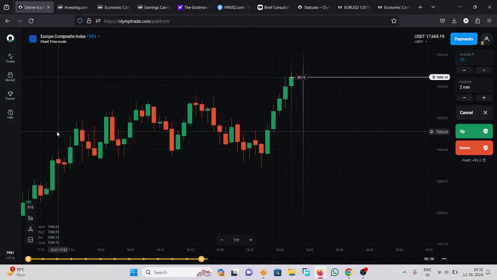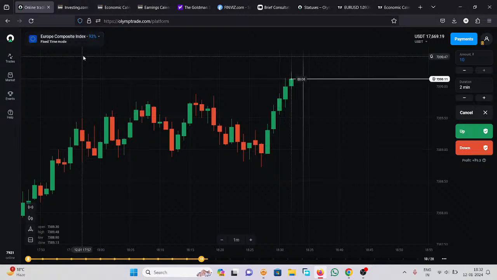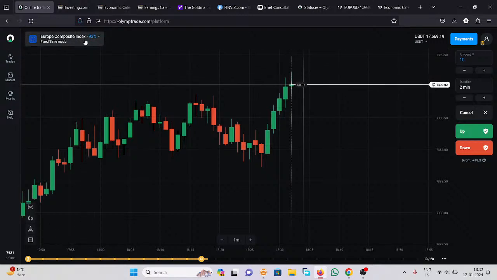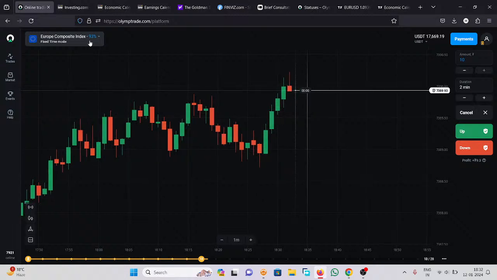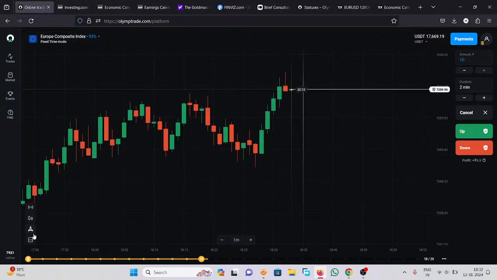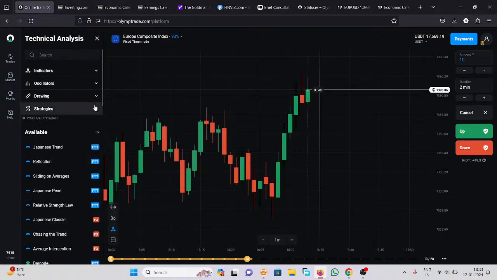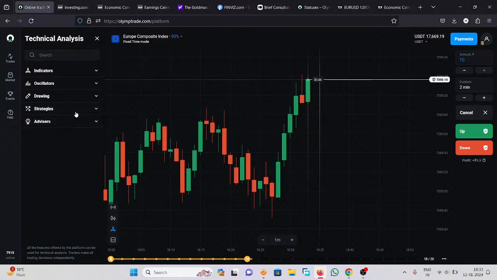We have different types of strategies. Where do we get them? If you are using the mobile application, near the assets you can find this symbol, which is called technical analysis. If you are using the computer application on a laptop, it is over here. Once we click on it, we get indicator, oscillator, drawing tool, strategy and advisor.